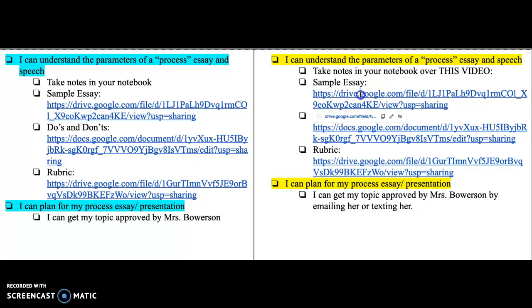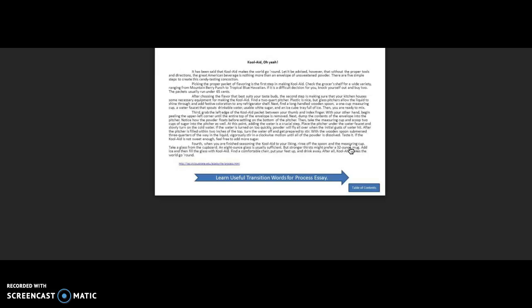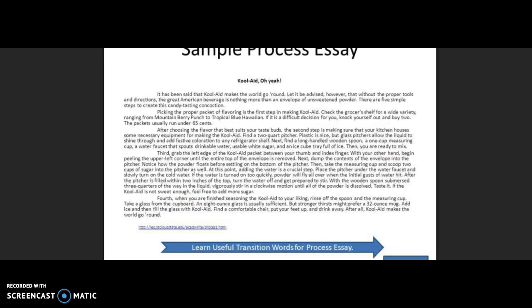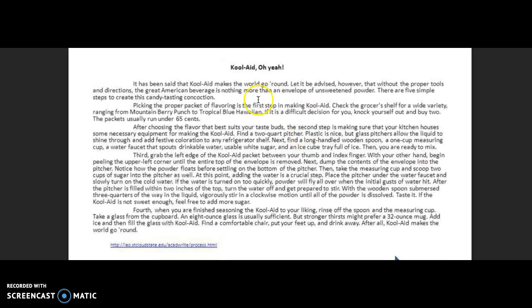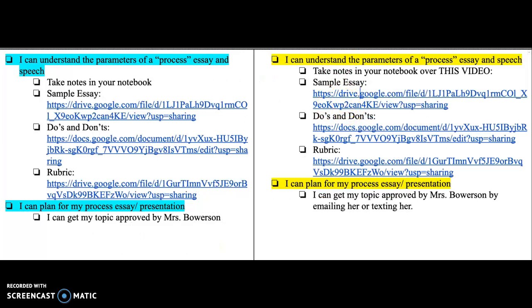Now, the essay part is where you're going to do the actual writing. So here is an example of an essay. And this person wrote about making Kool-Aid. So you see how there's an introduction, and it's not like step 1, step 2, step 3. It actually is written in the form of an essay. So please review the sample process essay, which is located on the checklist right here, before beginning your own.